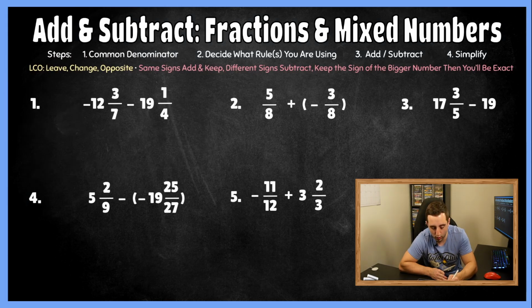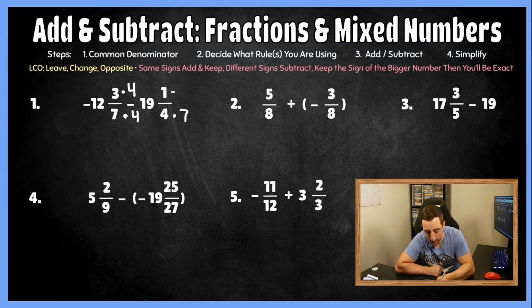So if we take a look at negative 12 and 3/7, how do I get from 7 to 28? What can I multiply 7 by to get to 28? Well, I can multiply it by 4, but when I multiply the denominator by 4, we also want to make sure we do the same thing to our numerator as well and multiply by 4. Now for the other mixed number, 19 and 1/4, how do I go from 4 to 28? We're going to multiply by 7 in the denominator and the numerator. And now let's go ahead and make those changes by multiplying the top and bottom.